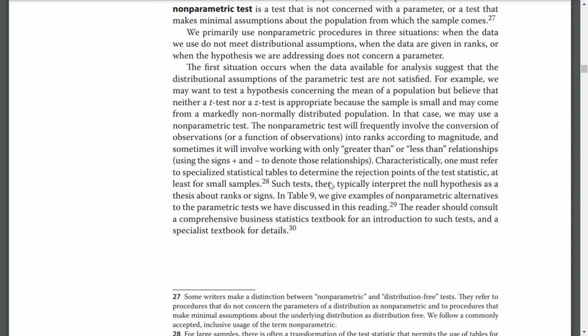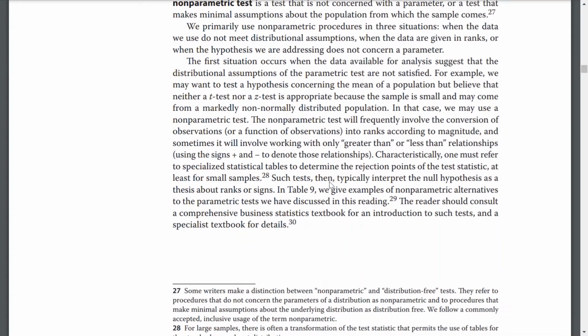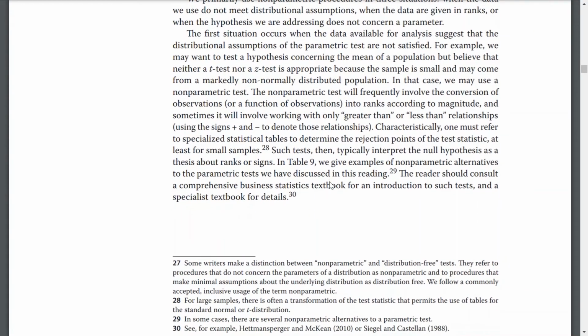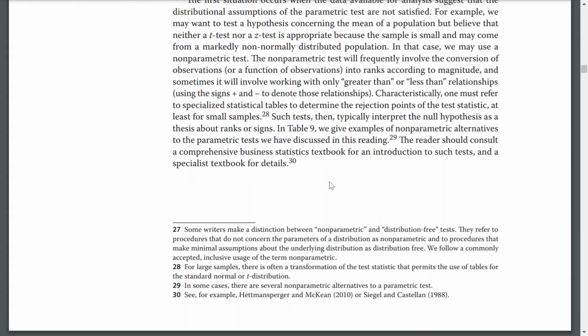In that case, we may convert observations or a function of observations into ranks according to magnitude, and sometimes we will work with only greater-than or less-than relationships, using the signs plus and minus to denote these relationships. Characteristically, one must refer, at least for small samples, to special tables for such tests, which typically interpret the null hypothesis as a thesis about ranks or signs.